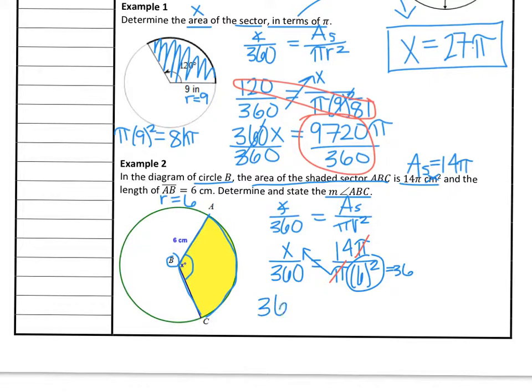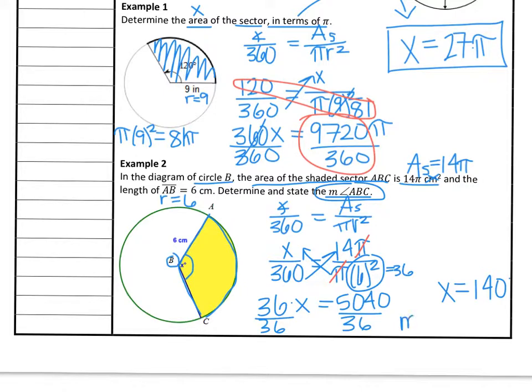So we really get 36 times x equals 360 times just regular 14, which is 5,040. And then divide by 36. So we get x equals 140 degrees. And just to restate your answer as they asked for it, it's the measure, so that little m means the measure of angle ABC is 140 degrees. Okay? All right, next page.